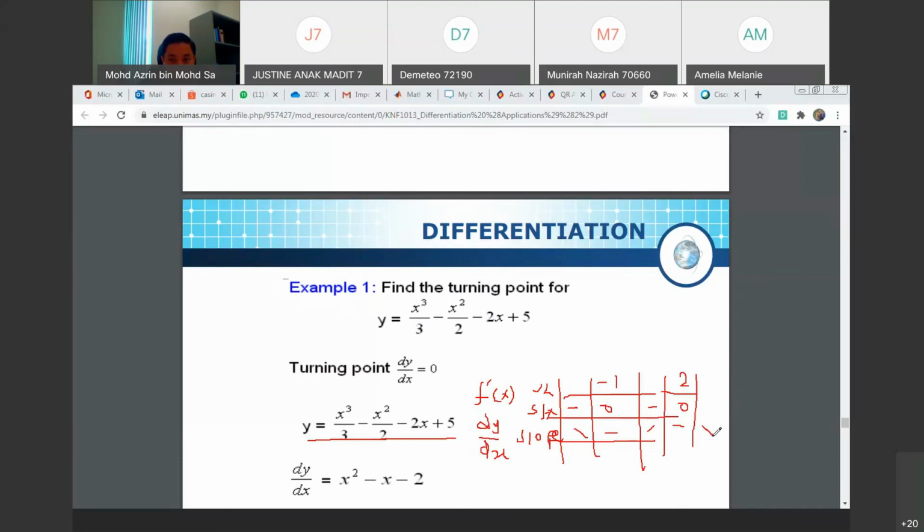Ada graph satu lagi sini contoh. So then you need to plot the graph by using the slope that you find here. So maybe there will be one question like that. Try to find, try to do an example, which is you need to find this by using this application to find the slope of the graph.